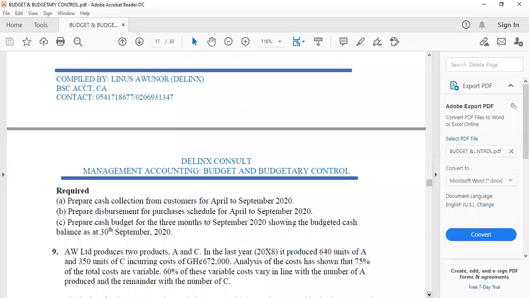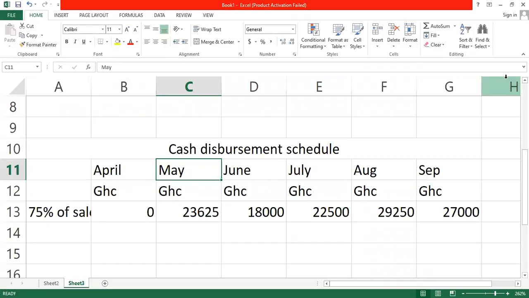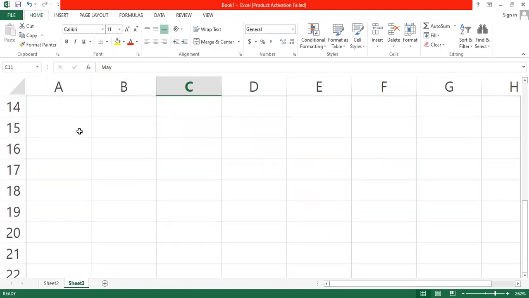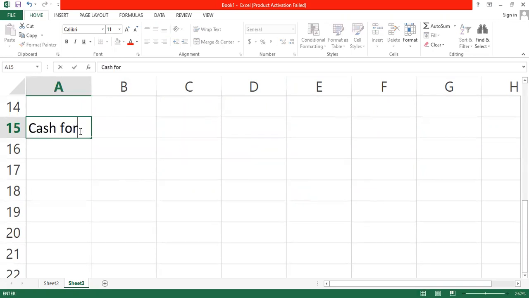They say we should prepare the cash budget from where? For the 3 months to September. So if they say for the 3 months to September, where are we starting from? July, August, September. Okay, so let's come to the cash budget. Cash budget for the 3 months.